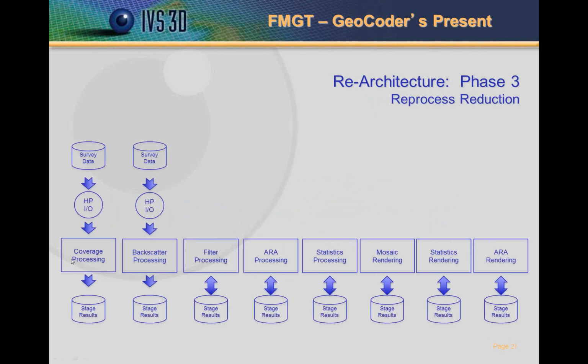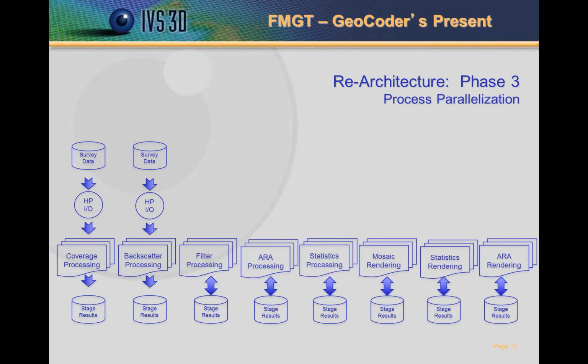Now, if you remember from one of the earlier slides, these are all the basic stages that we have. The only two that actually interact with the original survey data are for coverage processing and the first pass of the backscatter processing. Everything after that uses the stage results, and those stage results are persisted in your project. And then, of course, each one of those stages was parallelized. So we're trying to maximize the throughput of GeoCoder just because of the amount of data that you're working on.